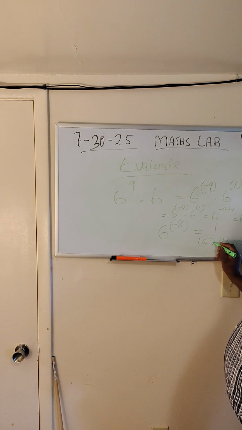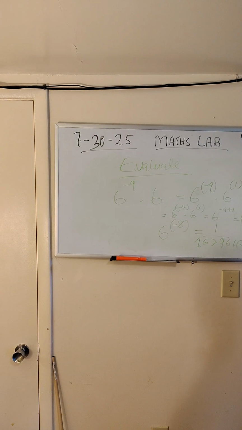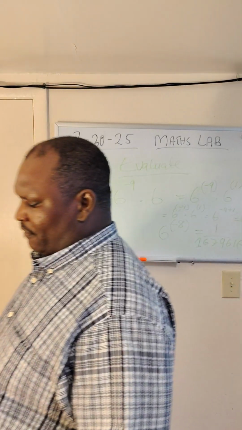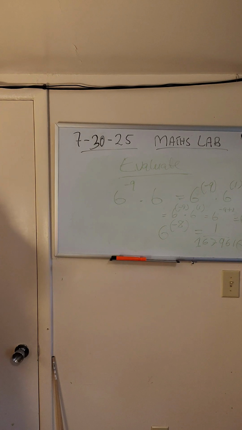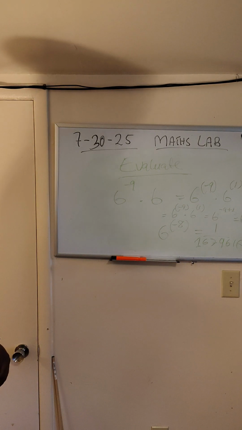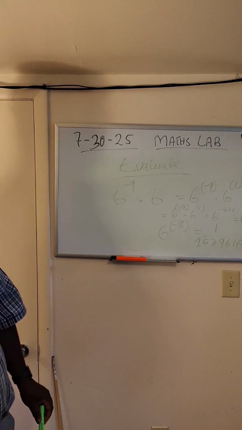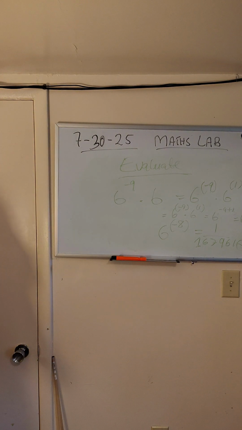So this is what you get when you plug in. You should be able to get 1 over 167,96,16. I hope that's what I've been saying. 1 over 167,96,16 is the answer that you should be able to get.